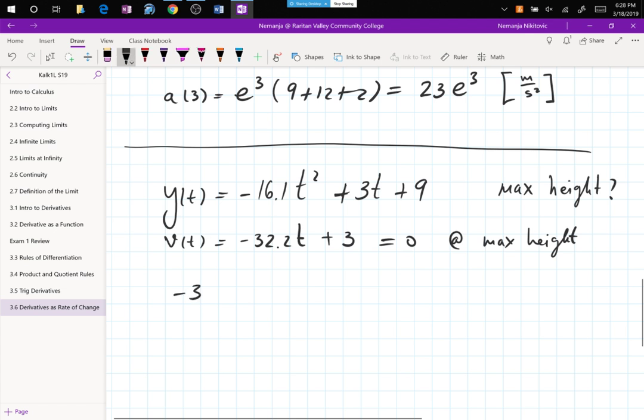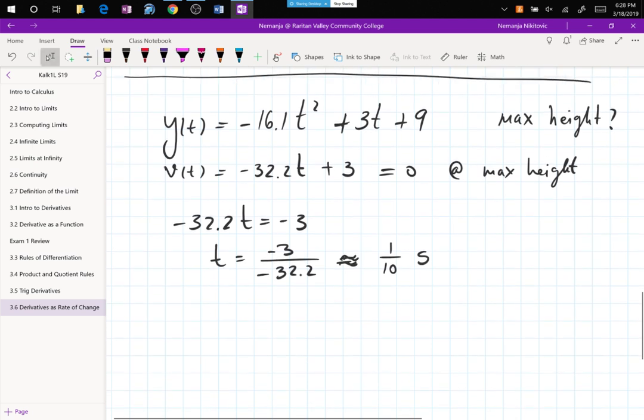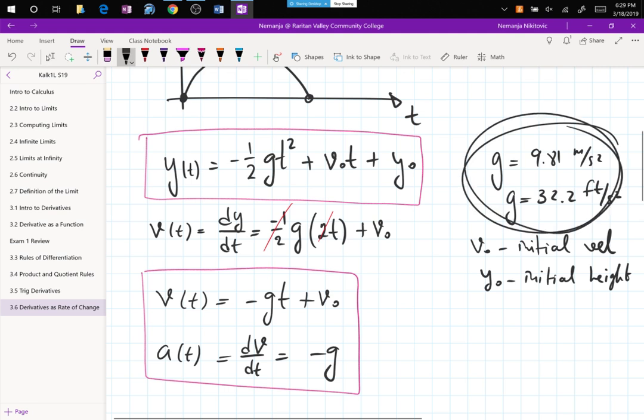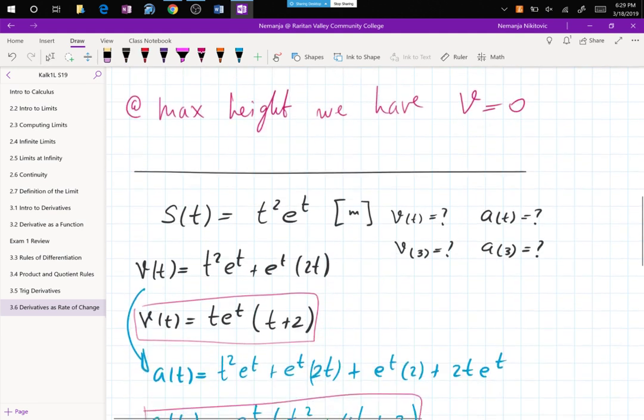So we have negative 32.2 t is equal to negative 3, t equals negative 3 divided by negative 32.2, which is roughly what? Yeah. So we can keep it as 1/10. So about 1/10 of a second. Here, we'll put the squiggly equal. By the way, what are my units? Meters per second or feet per second? Feet per second. Why? Because 32.2. Yes. It's clearly listed right here. If it's 32, then it's feet per second squared.